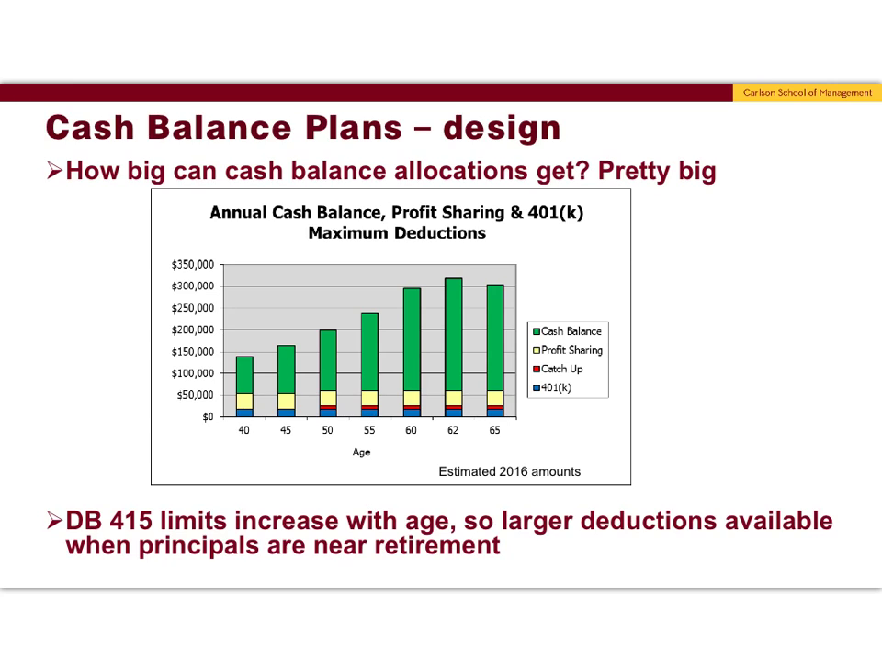In contrast, the green bars represent the potential cash balance allocations, which are substantially higher than the DC amounts. As mentioned earlier, the cash balance allocations are limited by the DB 415 limits, which increase as a participant gets older and peak around age 62. Although the DB 415 limits are lifetime limits, you can approximate them with an annual limit. As in the example on the previous slide, late career principals and owners have the largest deduction opportunities.